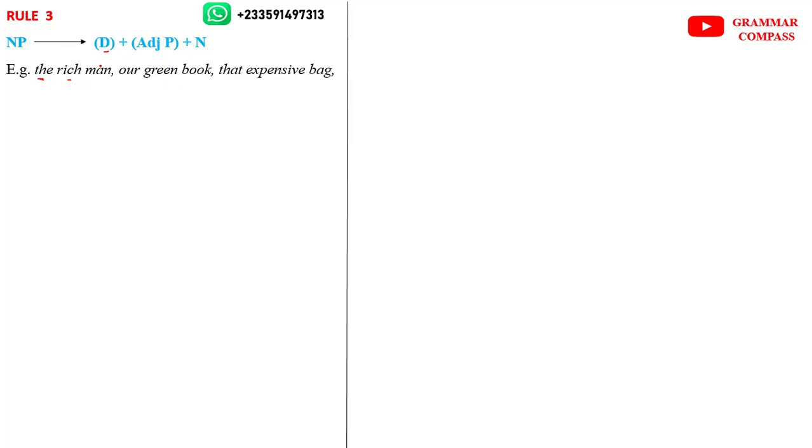These are examples of such a structure. The rich man: the is the determiner, rich is the adjective phrase which is describing the noun man. In this other example, our is the determiner, green is the adjective phrase which is describing the noun book. In the last one, that is our determiner, expensive will be our adjective phrase because it is describing the noun bag. Let us see how to draw trees when you have this structure.